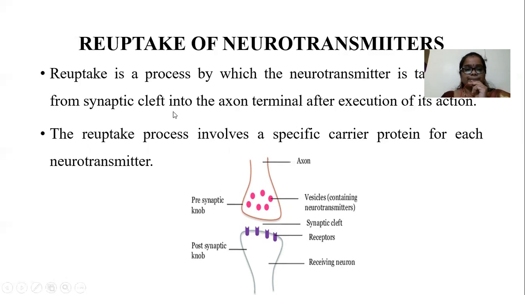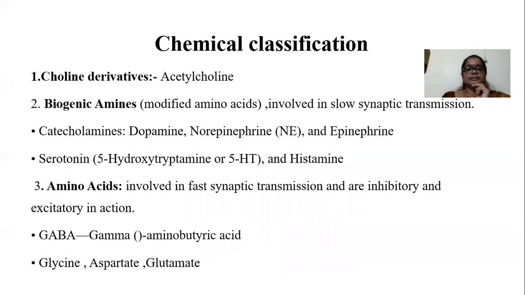So reuptake is a process by which neurotransmitter is taken back from the synaptic cleft into the axon terminal after execution of its action. And the reuptake process involves a specific carrier protein for each neurotransmitter. Next, coming to the classification of neurotransmitters.